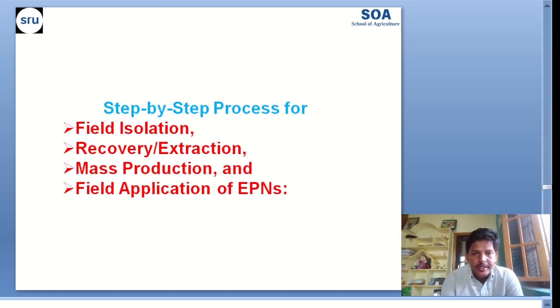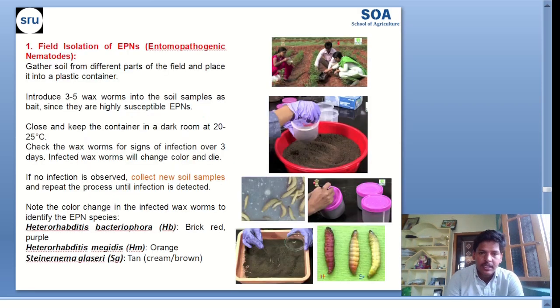Now we are going to discuss the step by step process for field isolation, recovery or extraction, mass production and field application of entomopathogenic nematodes. The first step is field isolation of entomopathogenic nematodes. For this, gather soil from different parts of the field and place the collected soil into a plastic container.